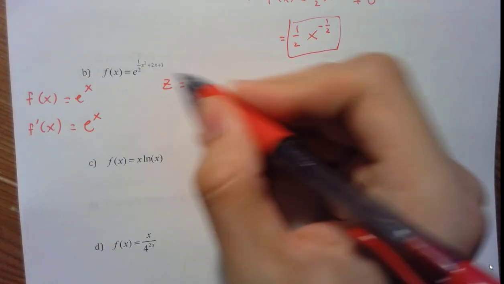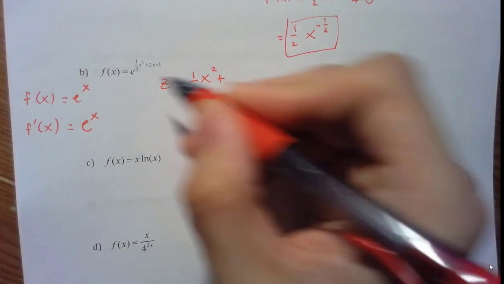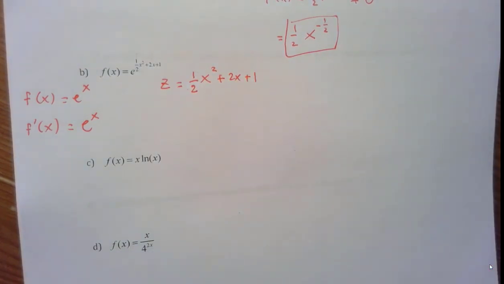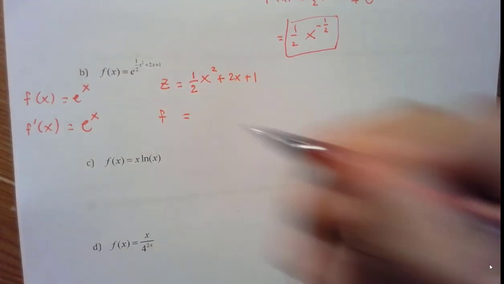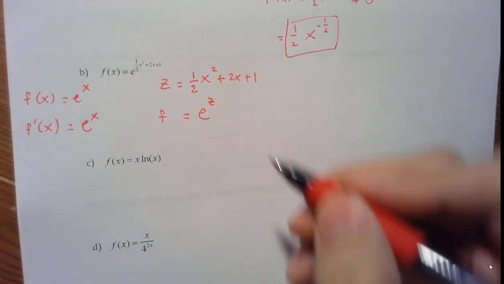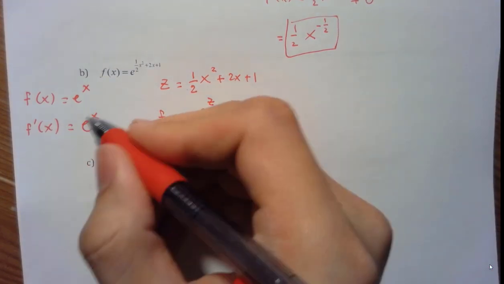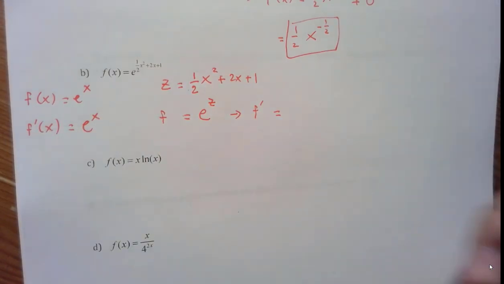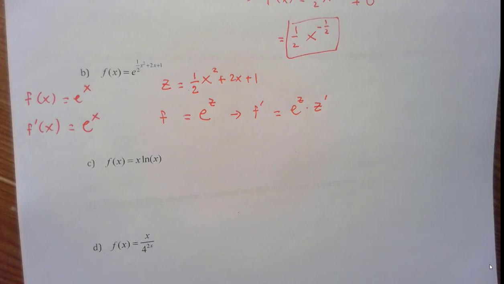So we let z be 1/2 x squared plus 2x plus 1. We let z be that exponent. We rewrite the function f as e to the z power. And to find the derivative f prime, remember e to the z or e to the x is the same thing for f prime. So f prime is also e to the z power, but we are using the chain rule, therefore we multiply by z prime, because we let z be that whole expression here.